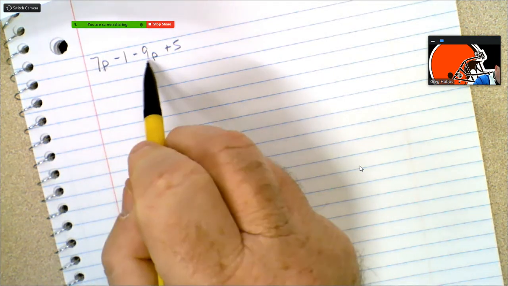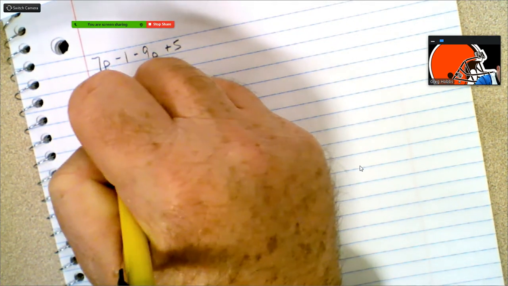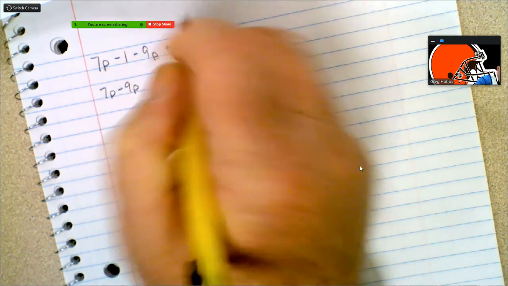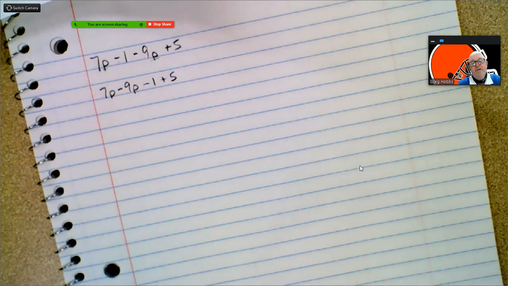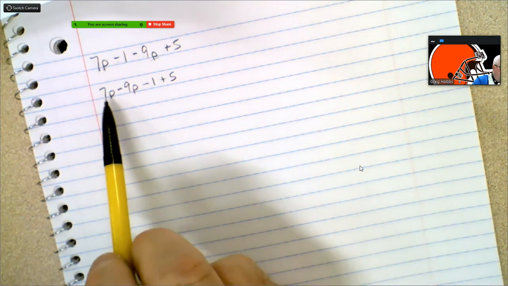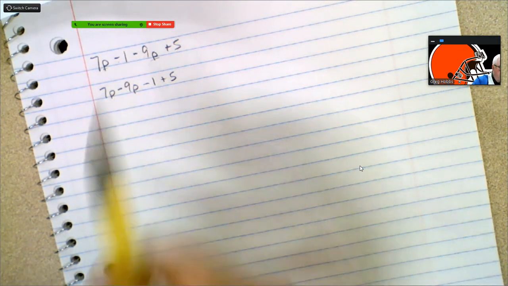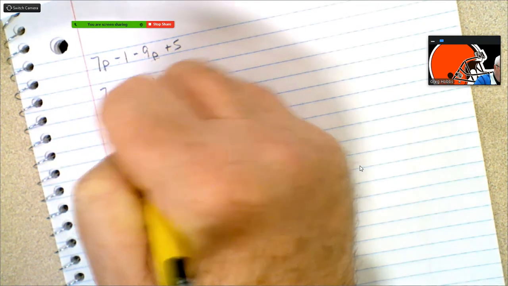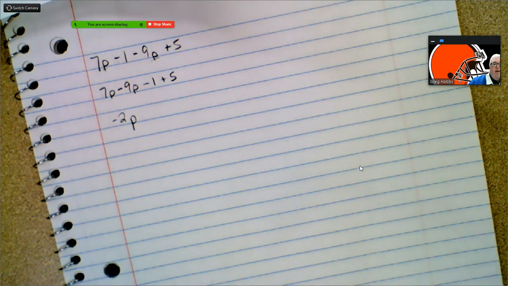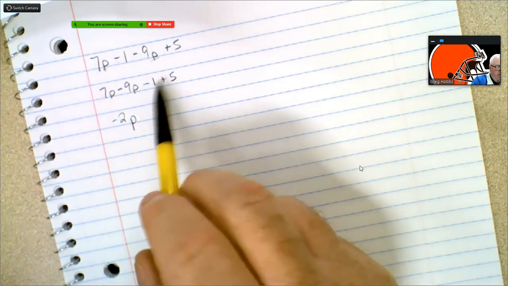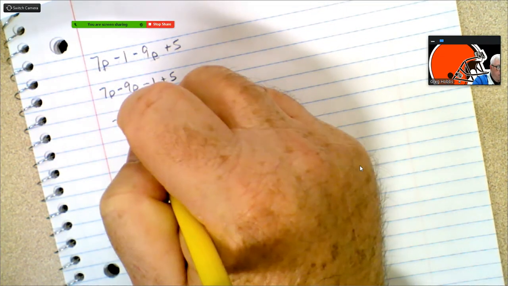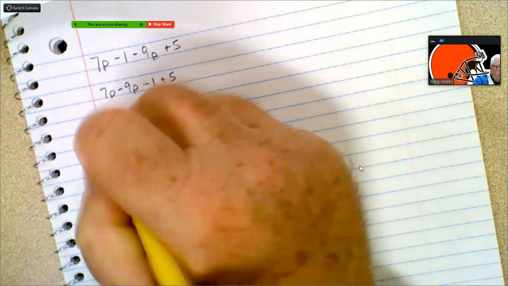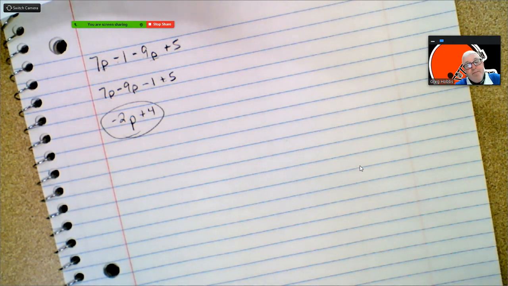I identify the P's. So that means I have 7P minus 9P minus 1 plus 5. Probably the safest way to do it right now is go ahead and put them in order like that. Now I got my terms together. 7P minus 9P. Well, 7 minus 9. And again, hopefully you recognize that as negative 2P. Negative 2P. Now I've got a negative 1 plus 5. Well, again, don't forget decimals. Don't forget calculator. Negative 1 plus 5 is plus 4. So when you get done, it's negative 2P plus 4.